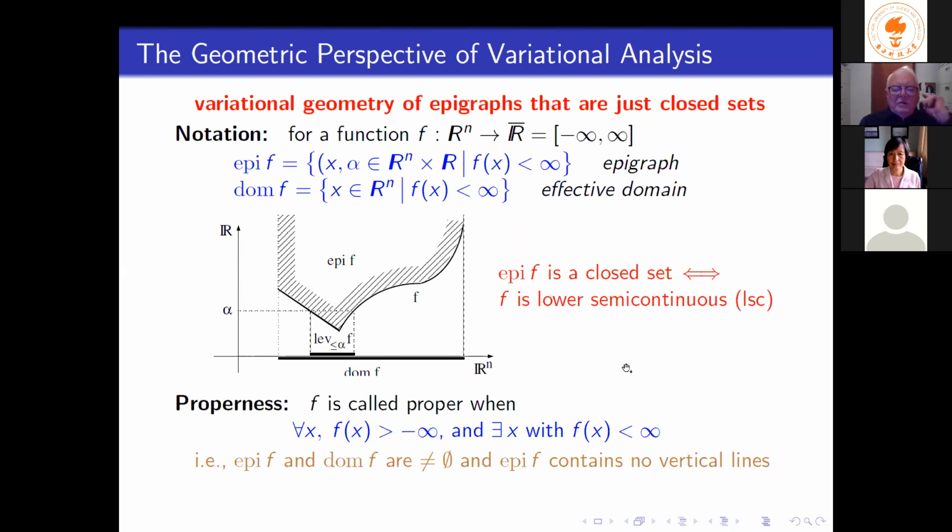And I also want to use a notation of a function as proper. In general, a function that I'm dealing with could take on both plus infinity and minus infinity, but I call it proper, as in convex analysis, if it doesn't take on minus infinity, and it somewhere has a finite value. It's not the constant function plus infinity, which means geometrically that the epigraph and the domain are non-empty, and the epigraph does not contain any entire vertical line.